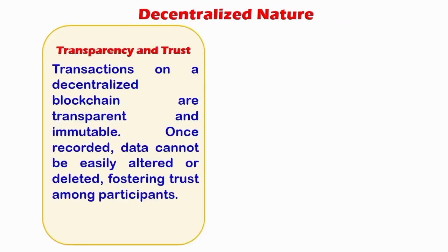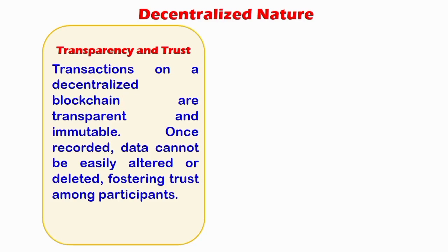Okay? Transparency and trust. Transactions on a decentralized blockchain are transparent and immutable. Once recorded, data cannot be easily altered or deleted, cultivating trust among participants.